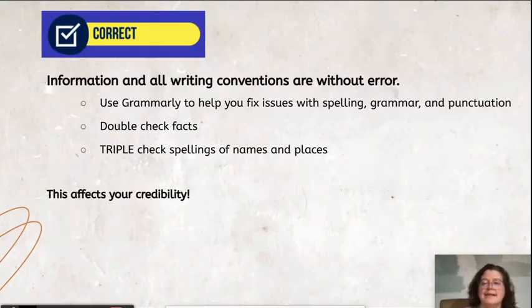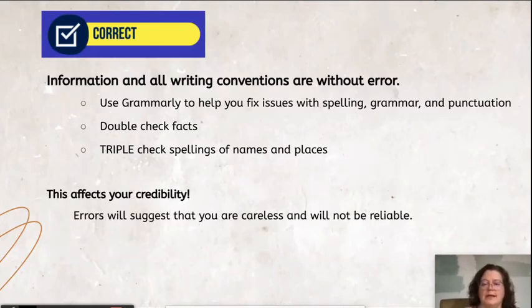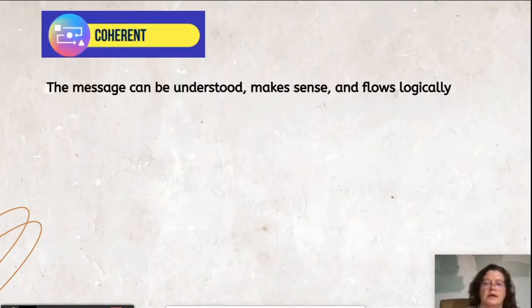And keep in mind, this is going to affect your credibility. Errors suggest that you're careless and that you will not be reliable when it matters. The next C is coherent. This literally means sticking together. Everything within the message sticks together.